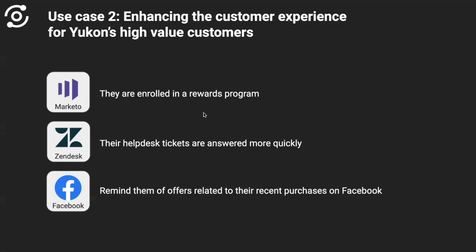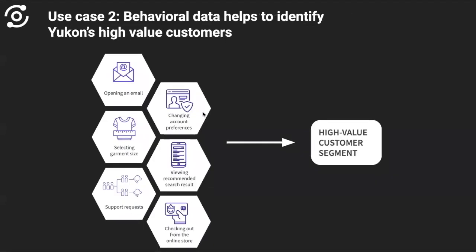But in the meantime, it's important to stress that the behavioral data that we've talked about is going to really, really help identify Yukon's high-value customers. We can use these behavioral signals around interactions with the site, interactions with the mobile app, behaviors on email. We can use those to inform who are the most valuable customers, who are the ones that are showing really promising behaviors that should be activated using reverse ETL later.